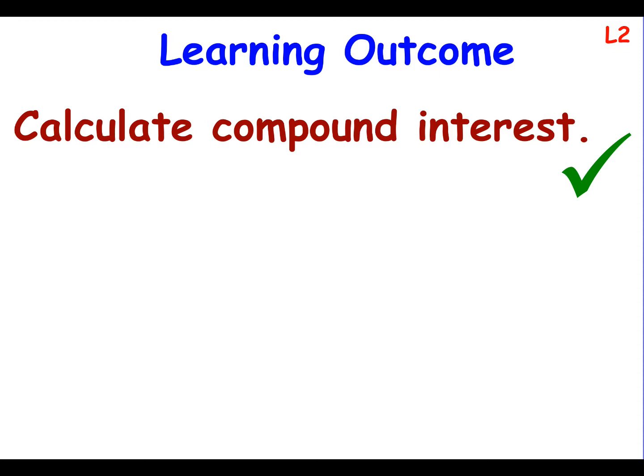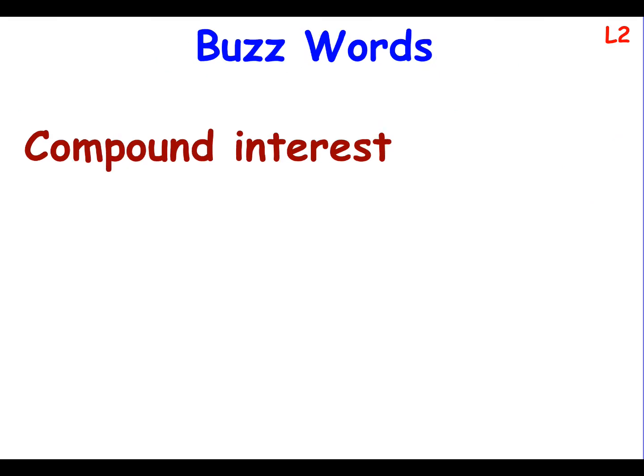And that completes the learning outcome to calculate compound interest. Our buzzword for this lesson is compound interest, and this is where we add interest to interest. So you're working out the annual interest and adding that interest on to your total every year.